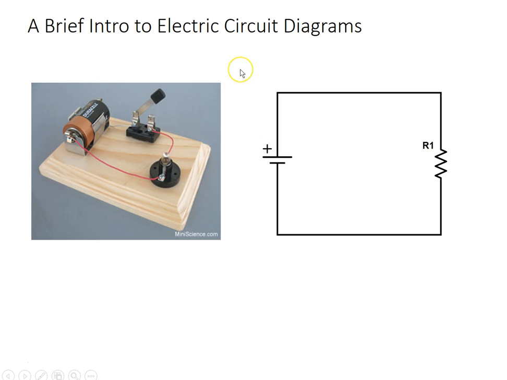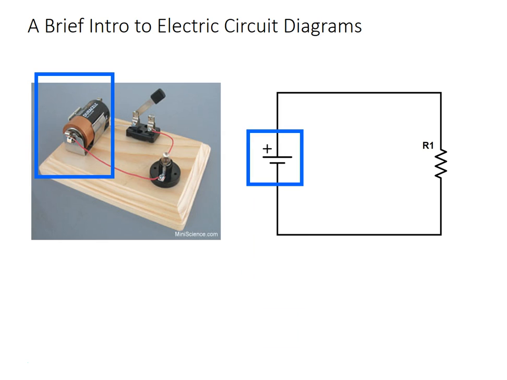So what do we need to include? Well, there's a battery here. That is the source of energy in the circuit. And this is how you represent a battery on an electrical circuit diagram. Two parallel lines, one is longer than the other, and the longer line represents the positive side of the battery.